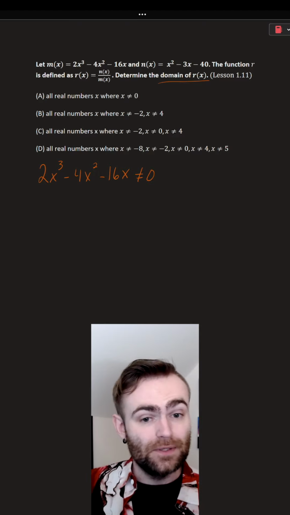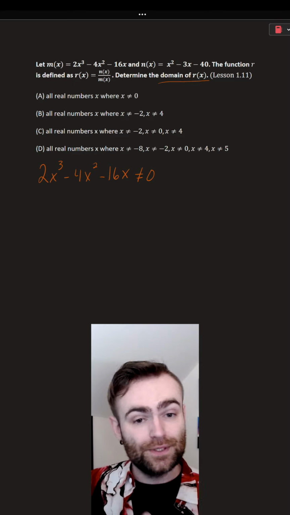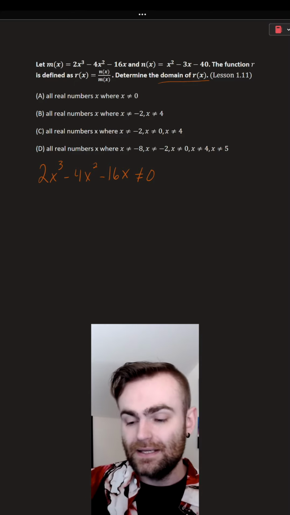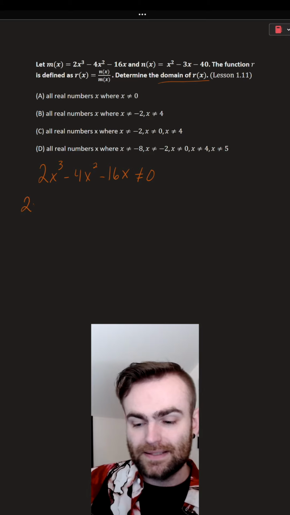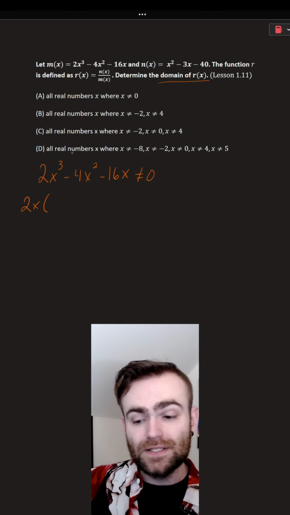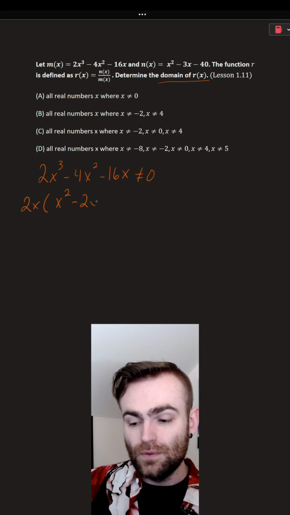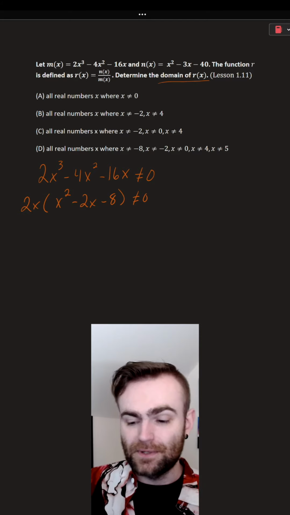So the first thing I notice is that we have 3 terms, and every single term is even, and every single term has an x. So let's factor out a 2x. Doing this, we are left with x squared for our first term, negative 2x for our second term, and negative 8 for our third, keeping in mind that this is not equal to 0.